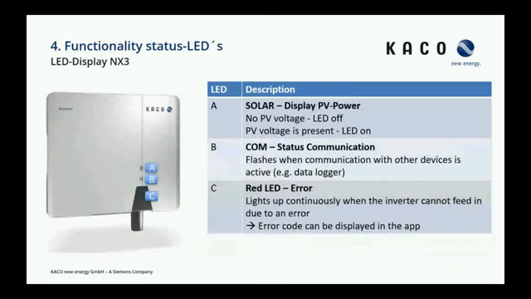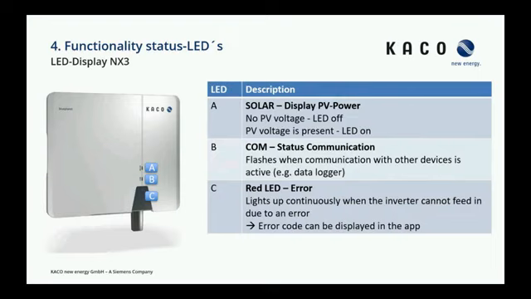Here we can see the display for the NX3 inverters. It's almost the same design, but we have no dynamic LED anymore. We have only the LED A, the solar LED display. This displays only that there is PV power. So if you have a feed-in, the LED is on. If you have no feed-in, the LED is off. We have again a communication LED. Here it's not blue anymore, but white. And shows again if we have a communication at the moment with other devices.